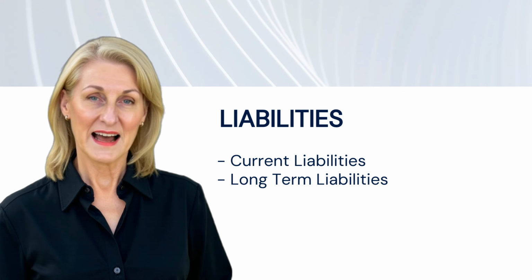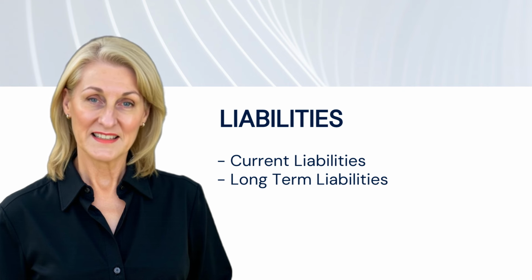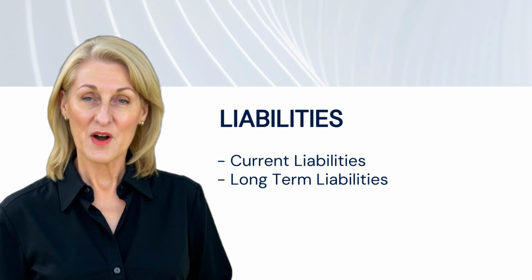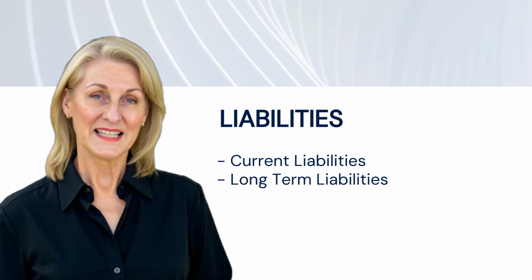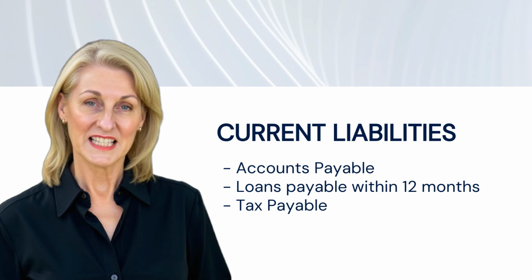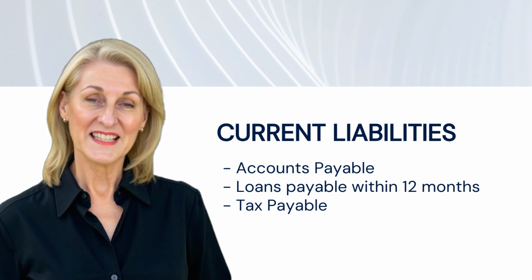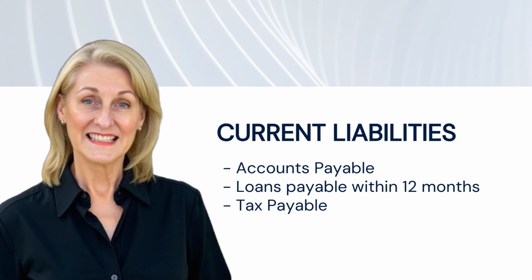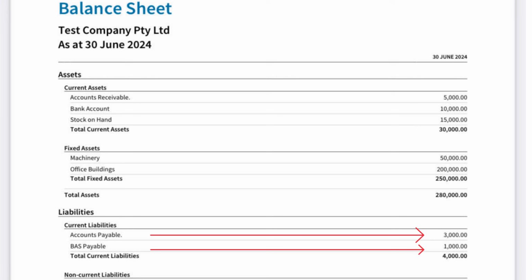Next, let's look at liabilities, which represent what your business owes to others. And like assets, liabilities are also divided into two categories: current liabilities and long-term liabilities. Current liabilities. These are obligations you need to pay within a year. Examples include accounts payable, which is money you owe to suppliers. Short-term loans. These are loans including the part of long-term loans that are due within the next 12 months. Tax payable. This is any outstanding tax obligations. For instance, a cafe might have $3,000 in unpaid supplier invoices and $1,000 in tax payable as current liabilities.